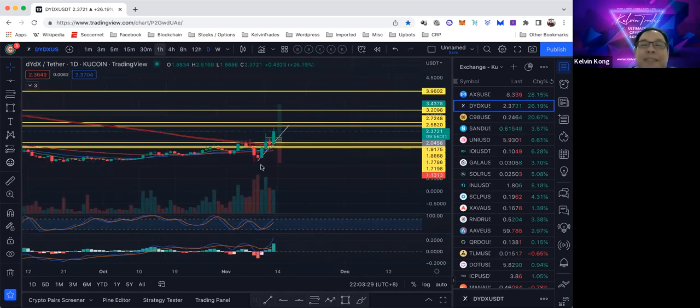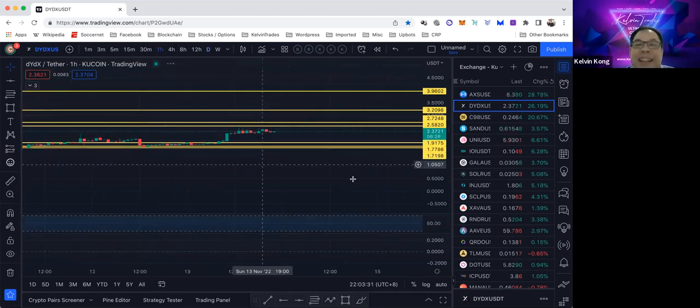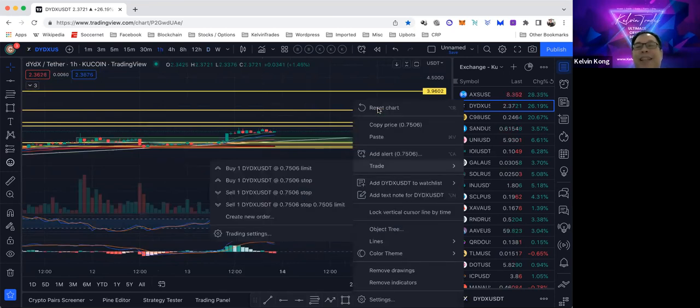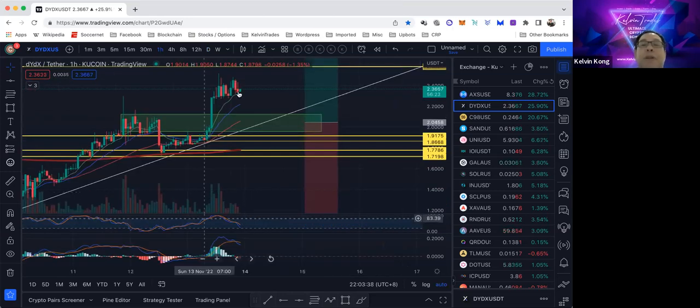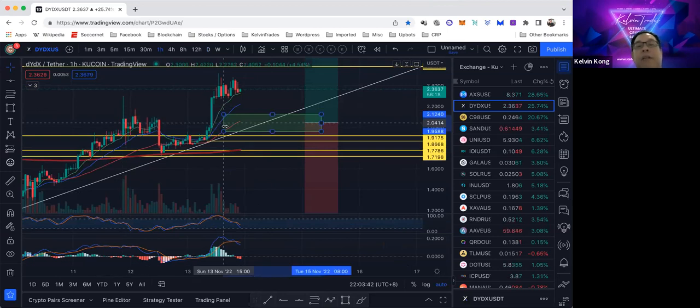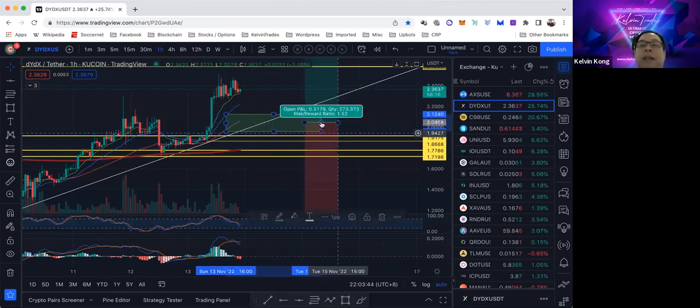Okay, don't talk about the bottom. That one is a bit unrealistic. Okay, talk about this first. I will wait for it to come down. This will be my entry here around the $2 area.